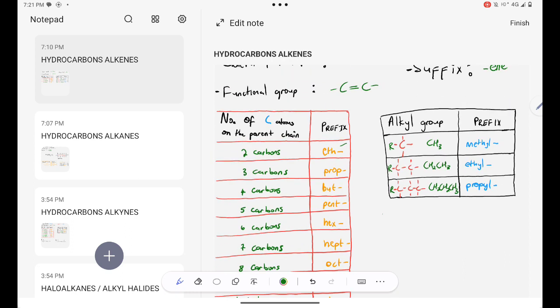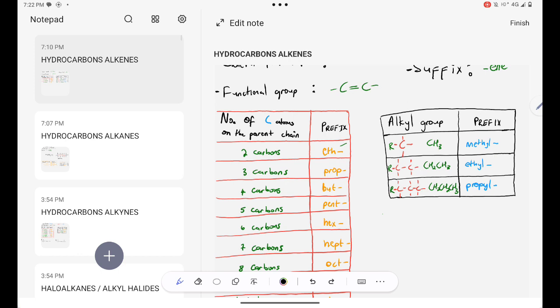And then obviously, guys, your alkyl groups or your side chains: if it has 1 carbon, the prefix will be "methyl". If it has 2 carbons, the prefix will be "ethyl", and then 3 carbons, the prefix will be "propyl" rather. Are you together? I've given the side chain examples in both structural formula and condensed structures.